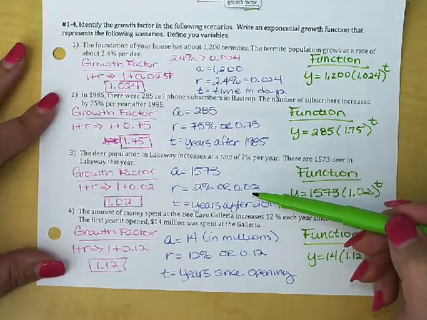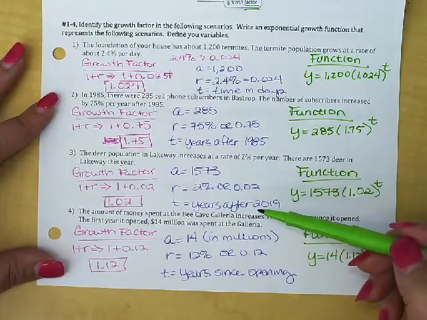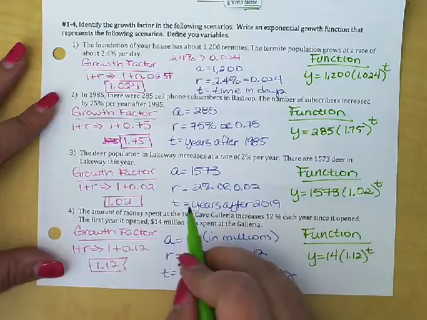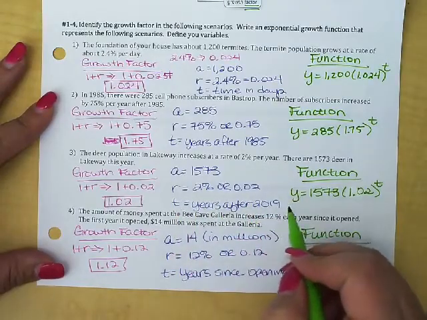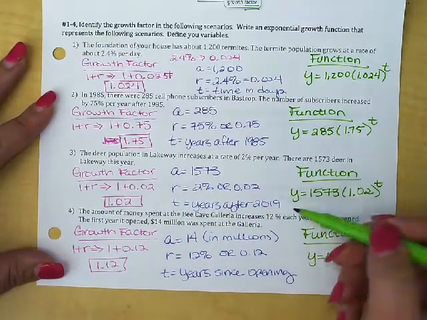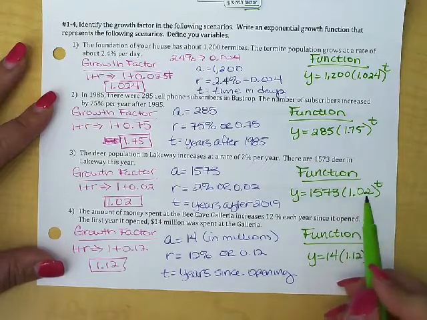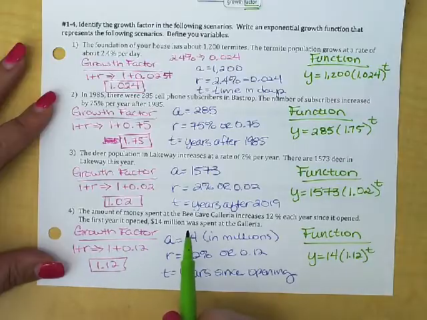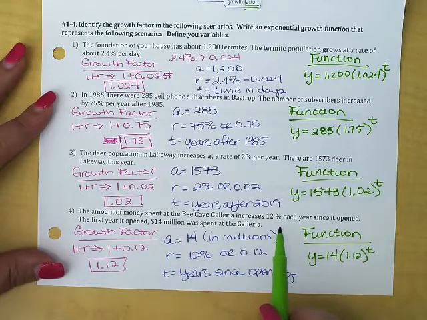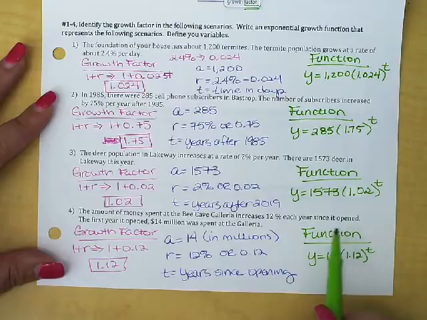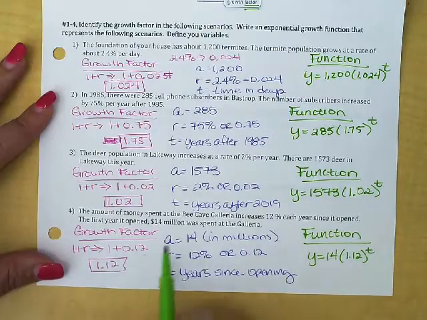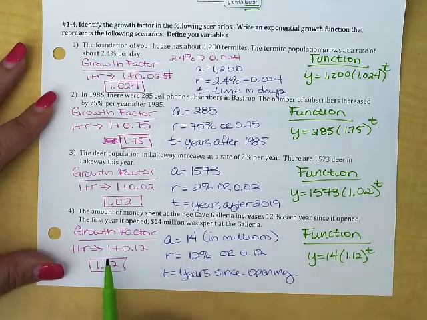R is, of course, our percent increase. And T is how many years after they're gathering the data. The starting point is this year. So T is going to then represent how many years after this year, which is still 2019, have passed. And so this would be our function. And then for number 4, the amount of money spent at the Bee Cave Galleria increased 12% each year since it opened. So the first year it opened, it made $14 million. So again, that 12% becomes a decimal. We add it to 1.